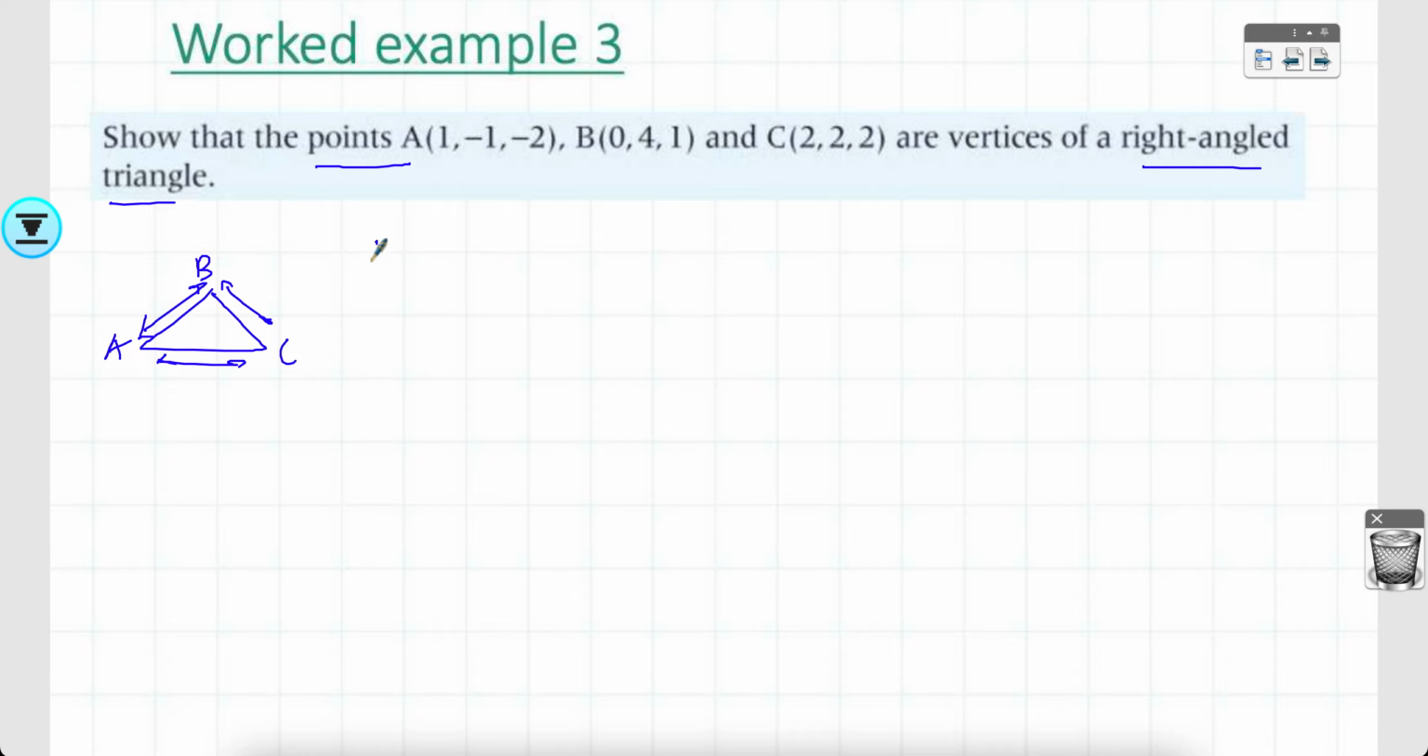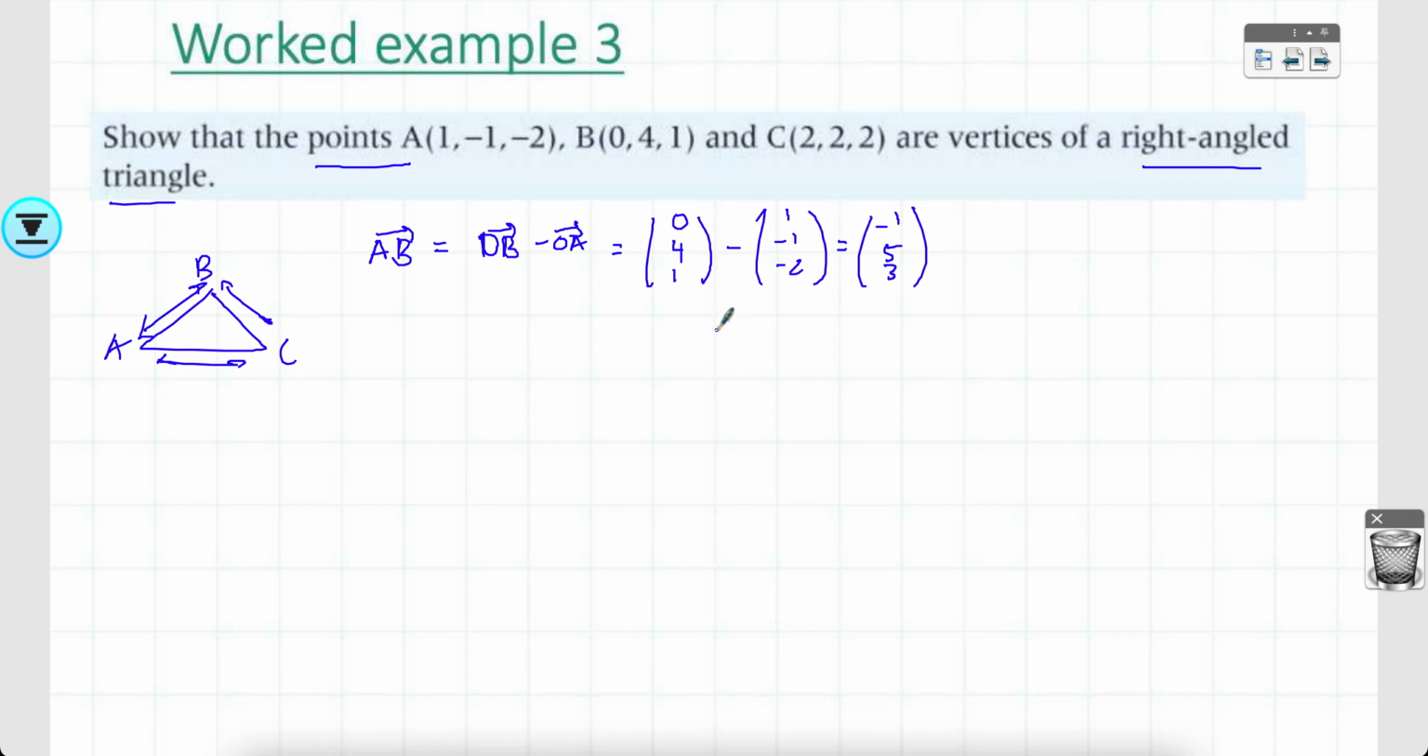So what I'm going to do, I just want A to B. I want the distance A to B, which we know is OB minus OA. So this will be 0, 4, 1, and minus 1, minus 1, minus 2. And that will give me negative 1, 5, and 3. So this will be AB.